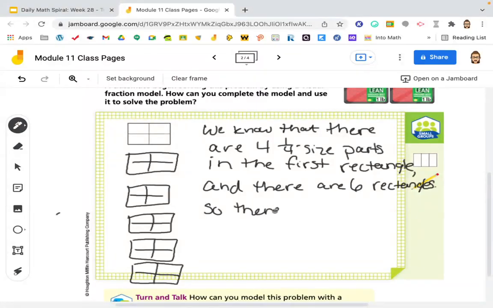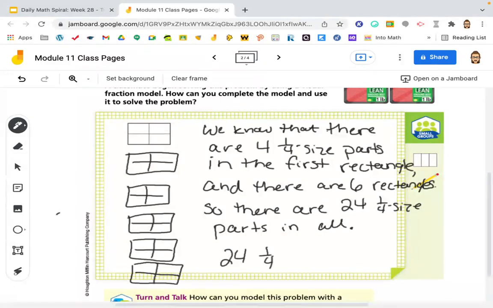So there are 4 times 6 is 24. So 24 1/4 size parts in all. So that means 24 1/4 pound hamburgers.